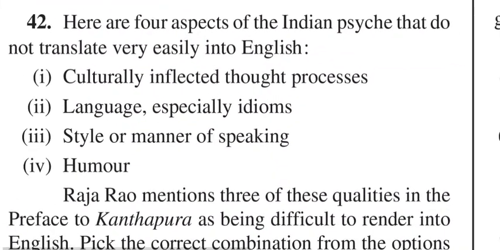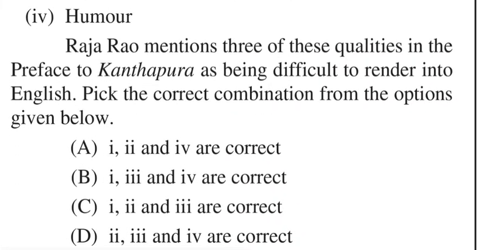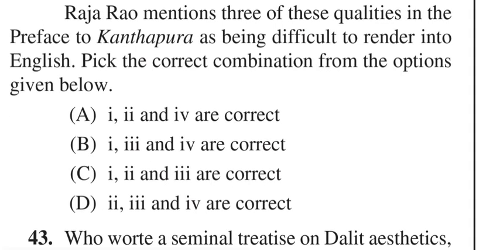Number 42. It says, here are four aspects of Indian psyche that do not translate very easily into English. 1. Culturally inflected thought processes. 2. Language, especially idioms. 3. Style or manner of speaking. Now number 4. Humor. Raja Rao mentions three of these qualities in the preface to Kanthapura as being difficult to render into English. Now, we have to pick the correct combination from the options given below. 1, 2 and 4 are correct. 1, 3 and 4 are correct. 1, 2 and 3 are correct. 1, 3 and 4 are correct.